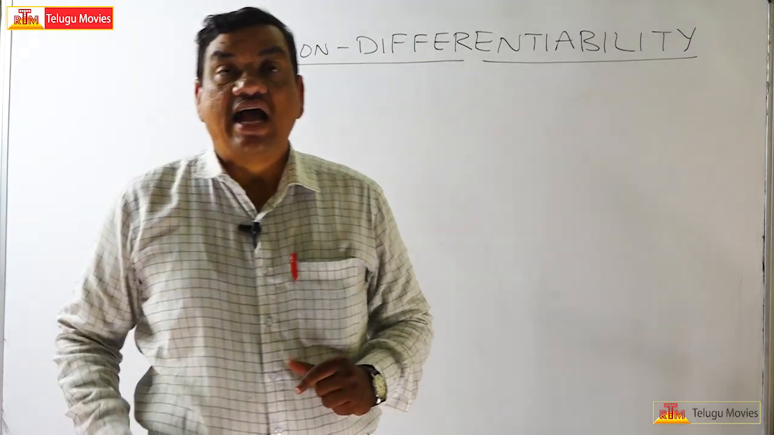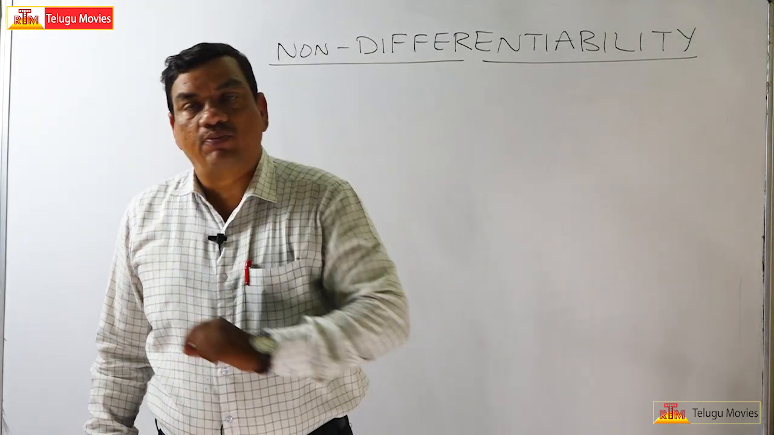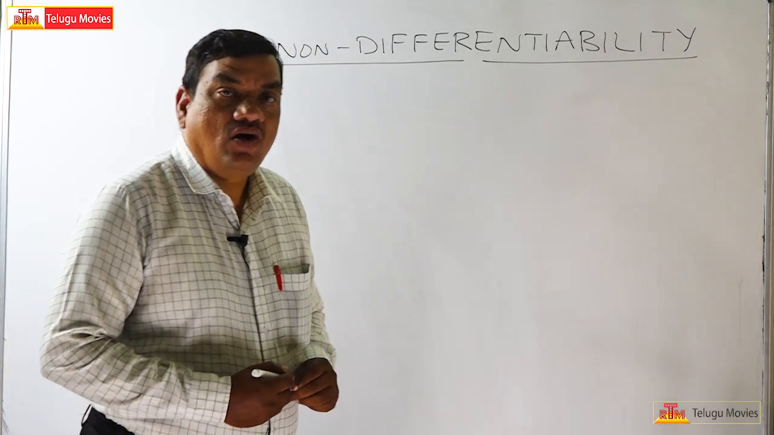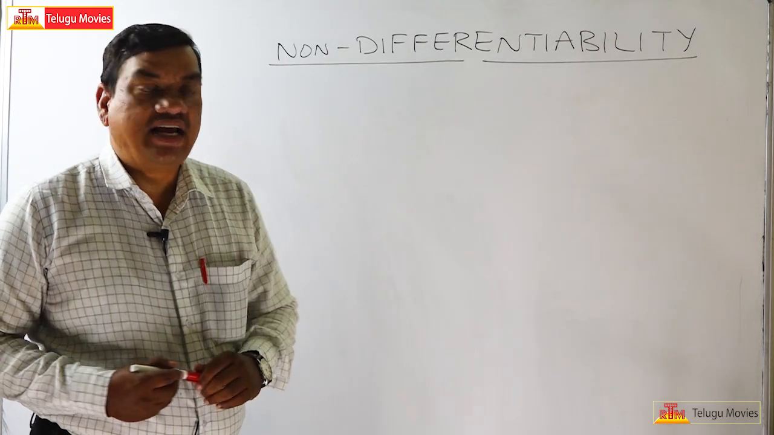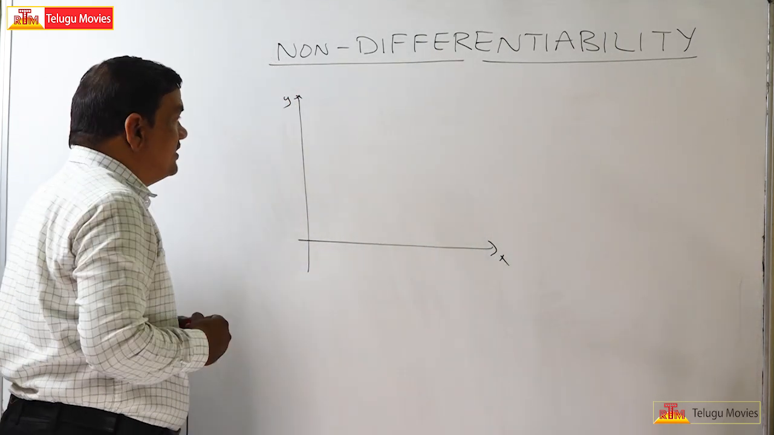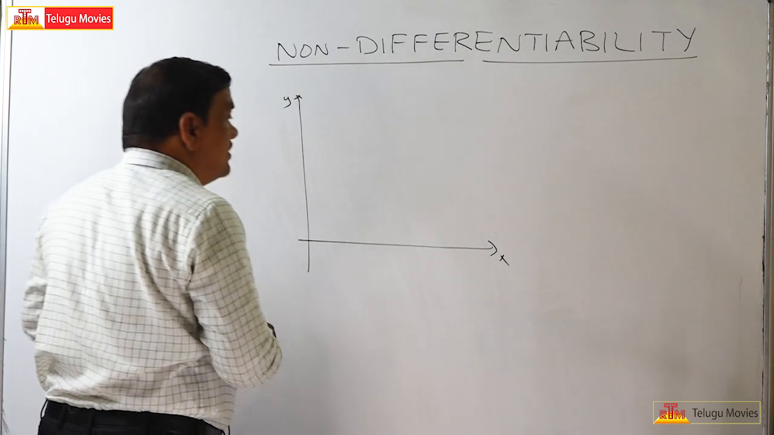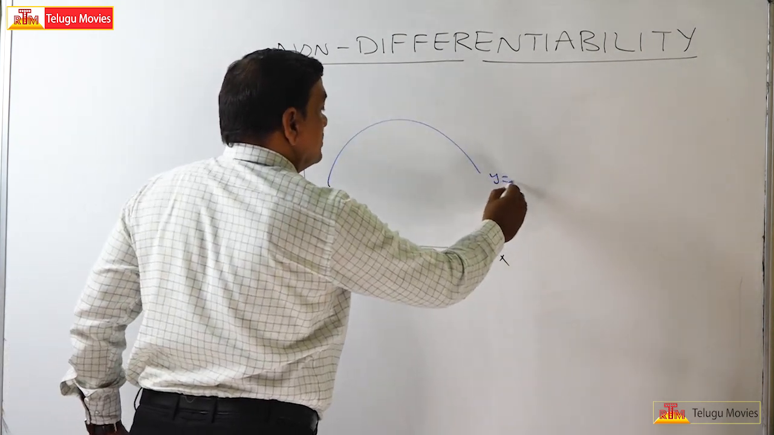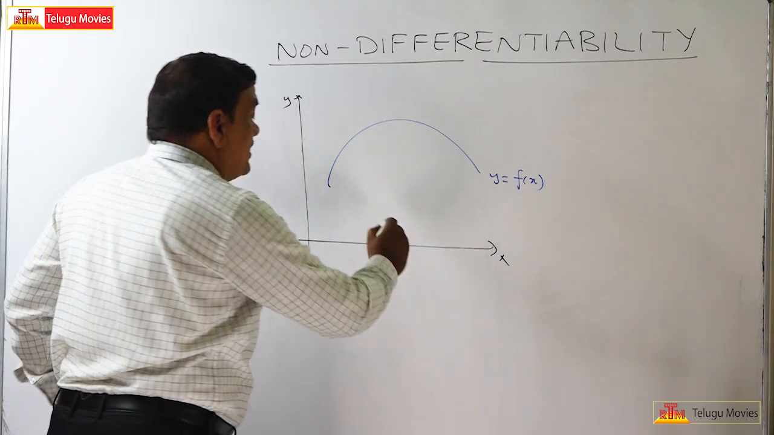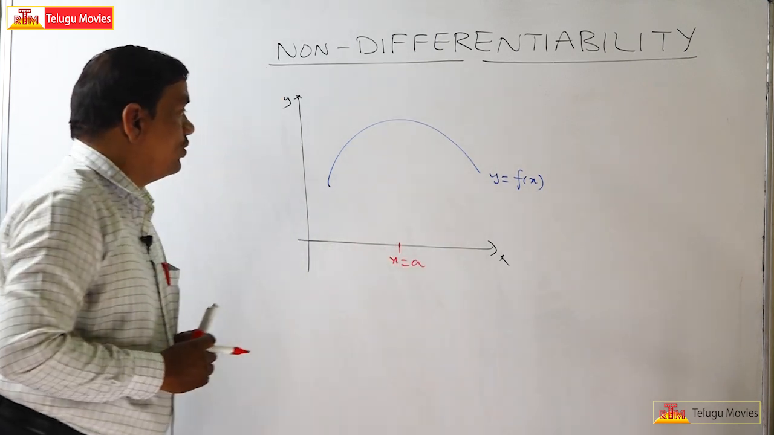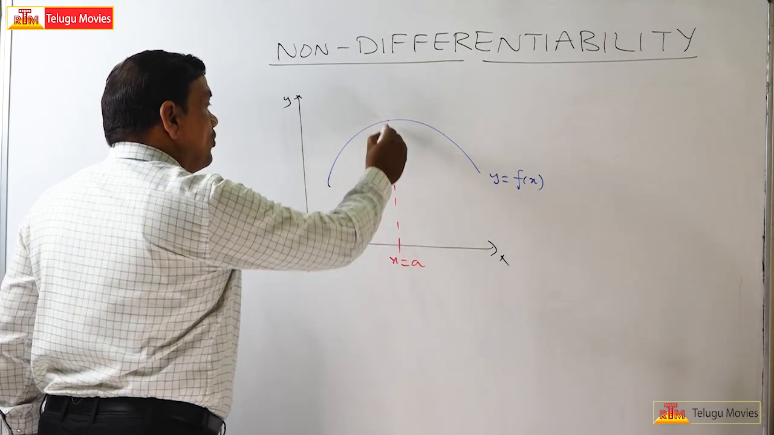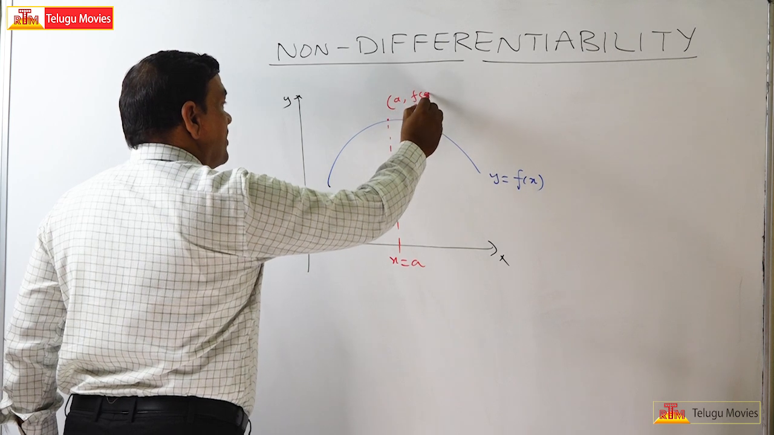In the previous class, I explained what is differentiability of a function at a point x is equal to a. Let us take y is equal to f of x, a curve. Now let us take a point x is equal to a. So, what is the differentiability of this function at a point x is equal to a? This is f of a.